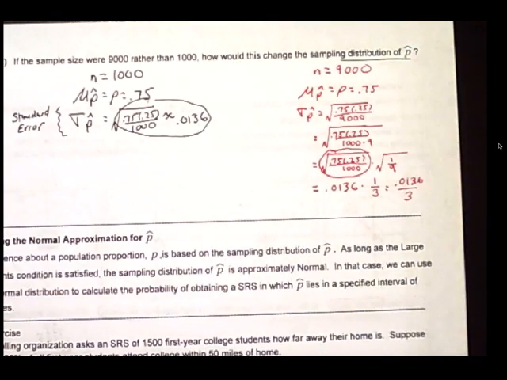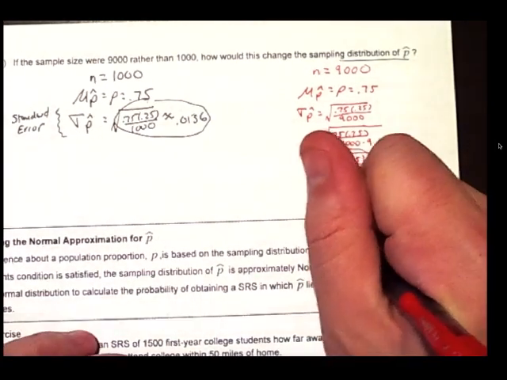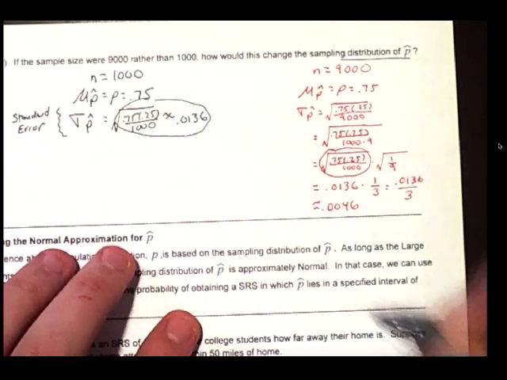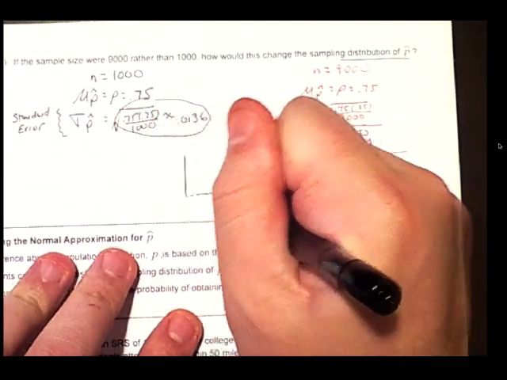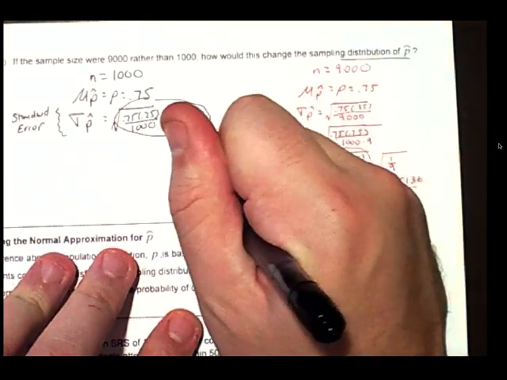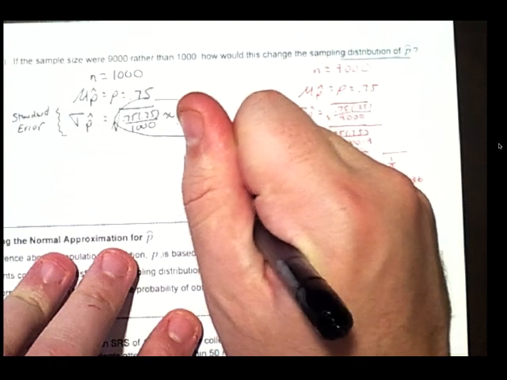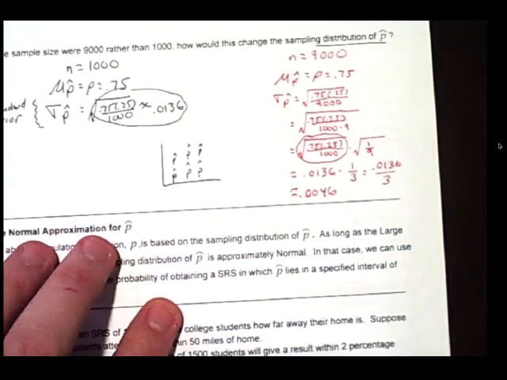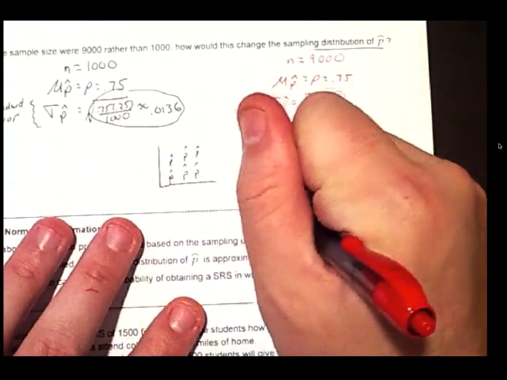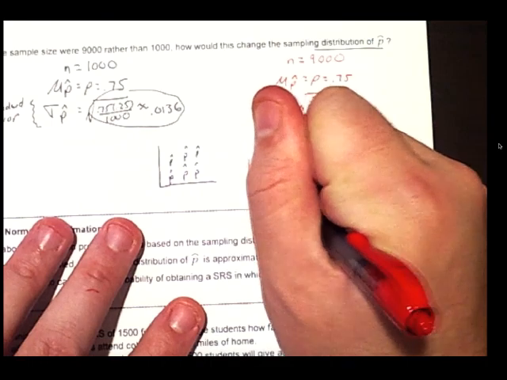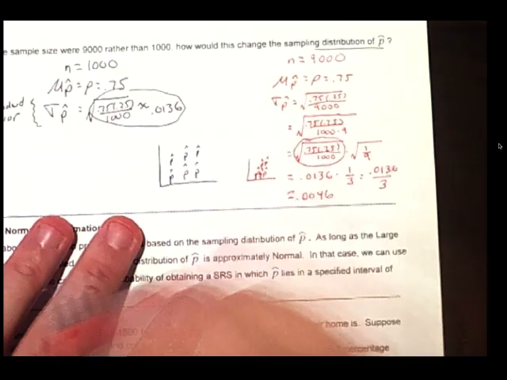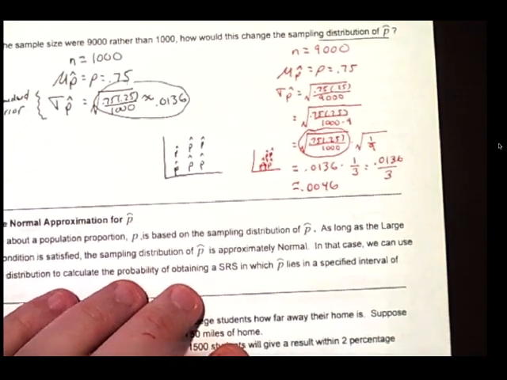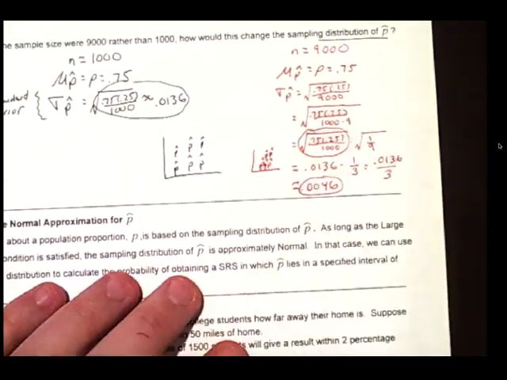So 0.0046. And that should make sense from a theoretical standpoint. The bigger our sample size is, if this was what the distribution looked like before, the new distribution would be much more condensed. The spread would be less. The values would be closer to each other. So the spread is a third less.